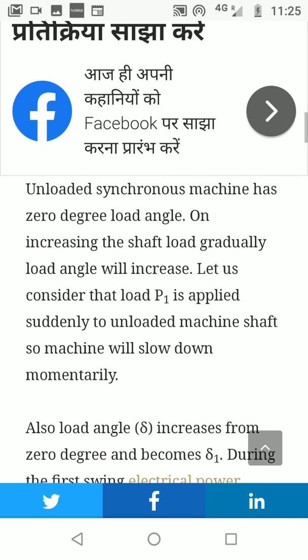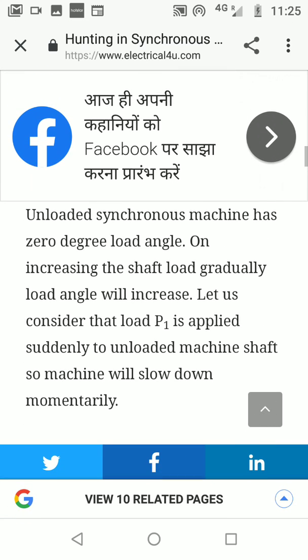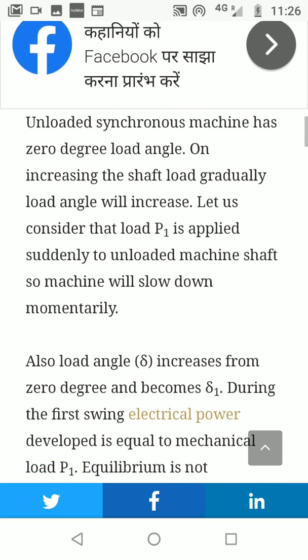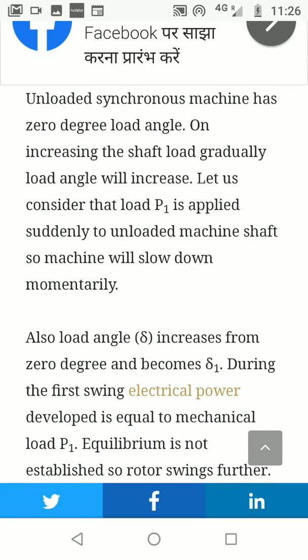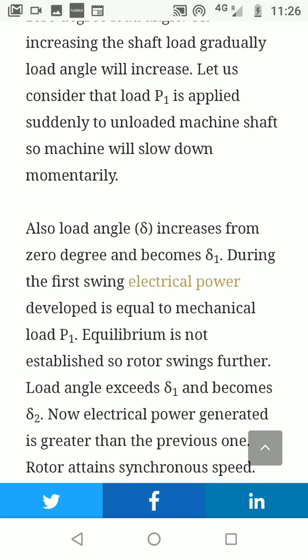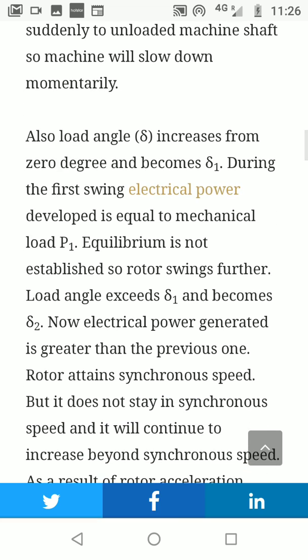Unloaded synchronous machines have 0 degree load angle, as I said. On increasing the shaft load, the load angle will gradually increase. Now let us consider that load P1 is applied suddenly to the unloaded machine shaft. The machine will slow down momentarily, and the load angle increases from 0 degree and becomes delta 1.